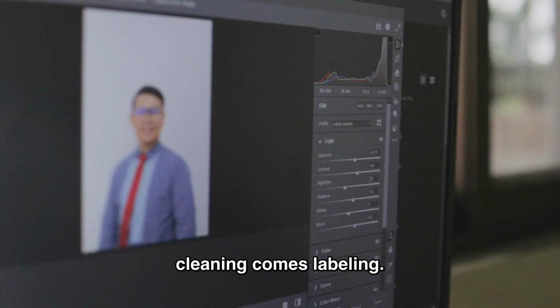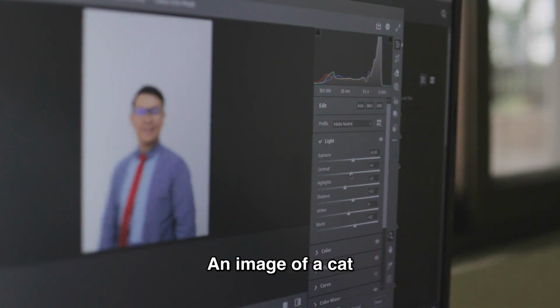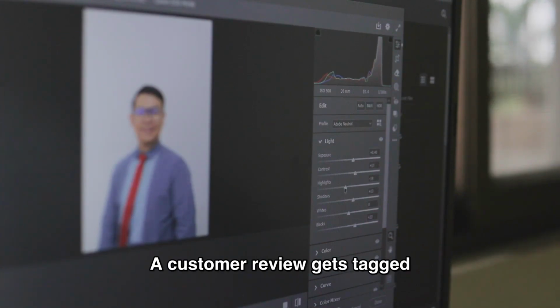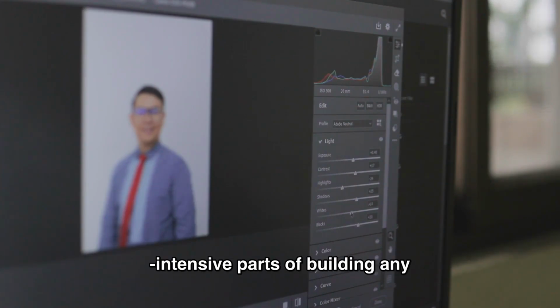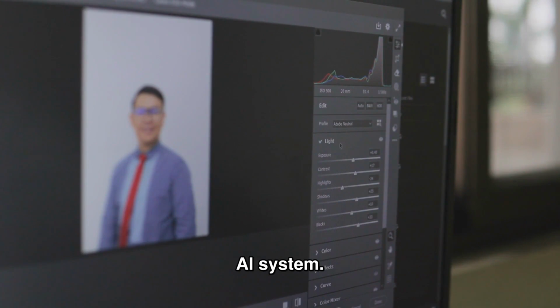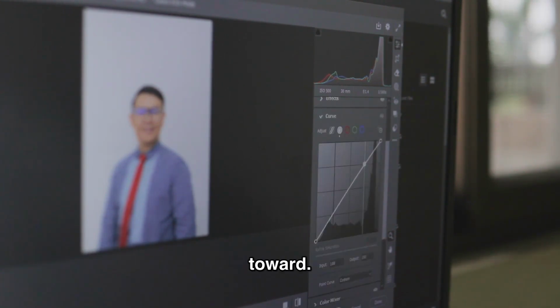After cleaning comes labeling. Labeling is the process of tagging data so the machine knows what it is looking at. An image of a cat gets tagged as a cat. A customer review gets tagged as positive or negative. This is often done by human workers, and it is one of the most labor-intensive parts of building any AI system. The labels are what give the model something to learn toward.